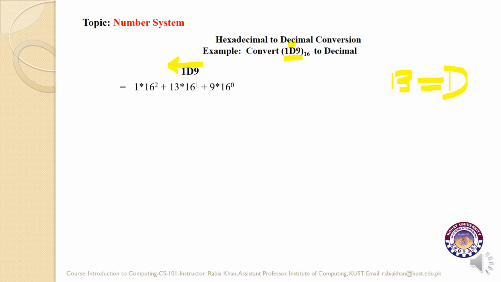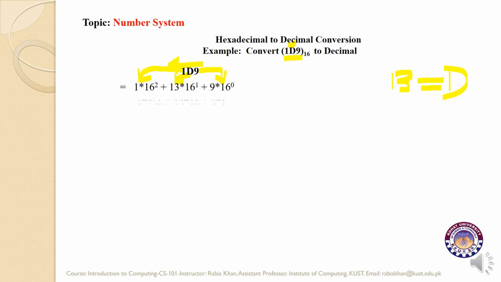The first digit is 9. 9 is multiplied by 16, and the power of 16, as you can see, is 0. The next digit is D, but D shows 13. So 13 is multiplied by 16 and the power of 16 is 1. The last digit is 1. 1 is multiplied by 16 and the power of 16 is 2.